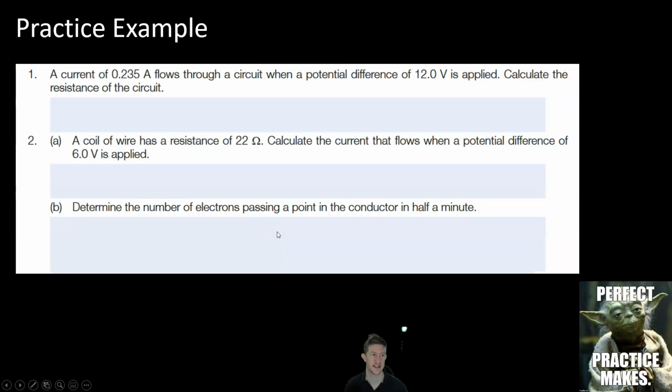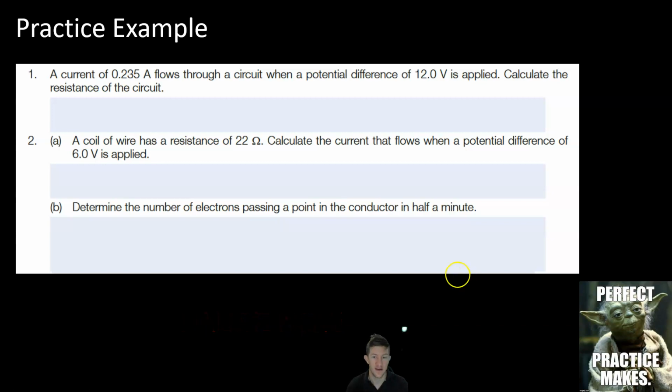So time to use some practice with this Ohm's law. Here we've got a current flowing through a circuit, you're given the potential difference, and you want to find the resistance. So you want R, you know A or I, and you know V. It's just a case of using Ohm's law. In this case, you're given the resistance, you want to calculate the current when you know the potential, and then lastly, determine the number of electrons passing through a conductor in half a minute. So that's very similar to the question we saw in the last video. So pause the video now, have a go at these questions.